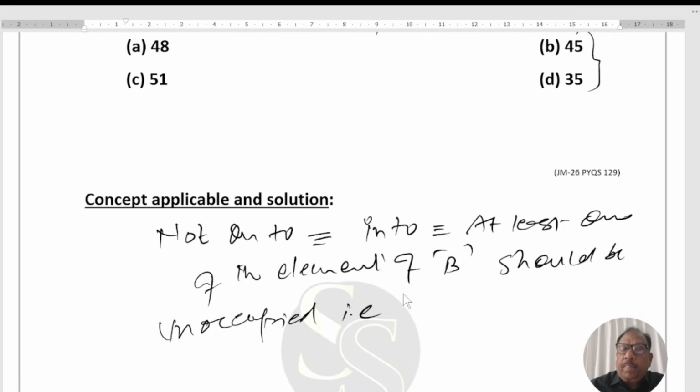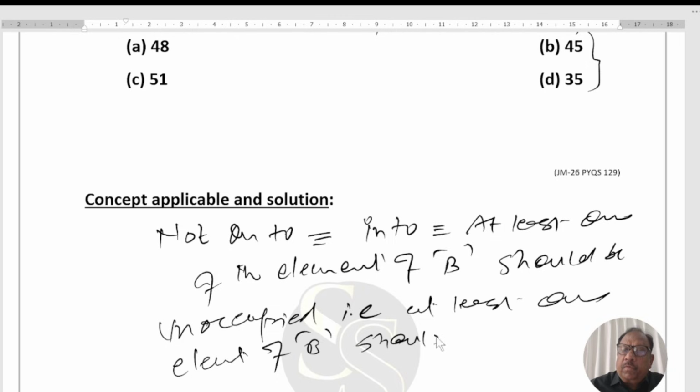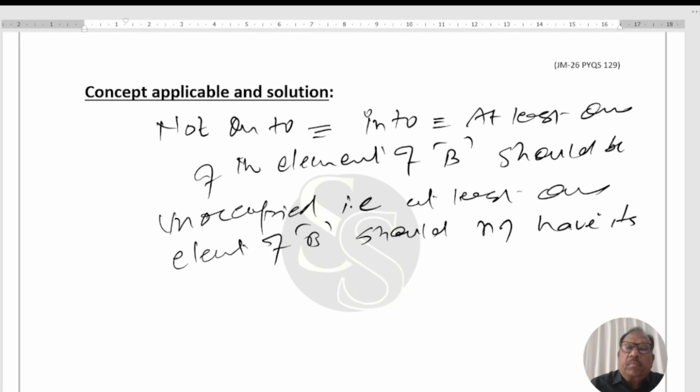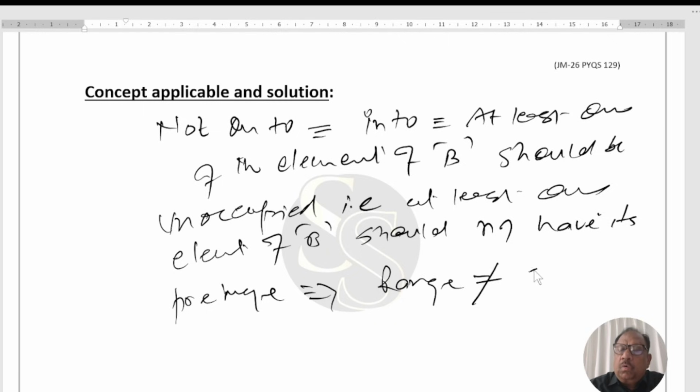that is at least one element of B should not have its preimage, that is range is not equal to codomain.